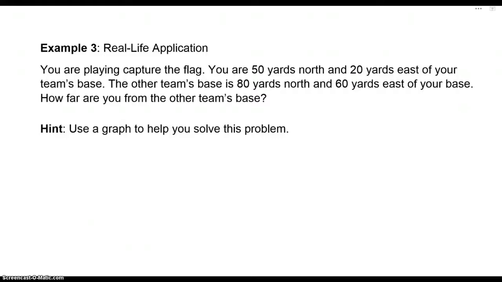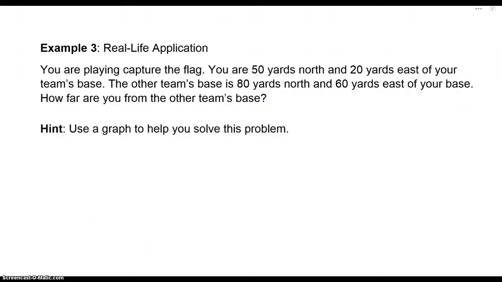You are 50 yards north and 20 yards east of your team's base, and the other team's base is 80 yards north and 60 yards east of your base. How far are you from the other team's base? Okay, so the big hint here is to use a graph to help you solve this problem.